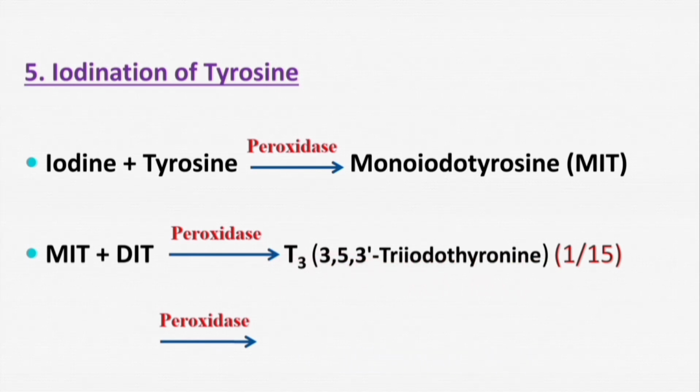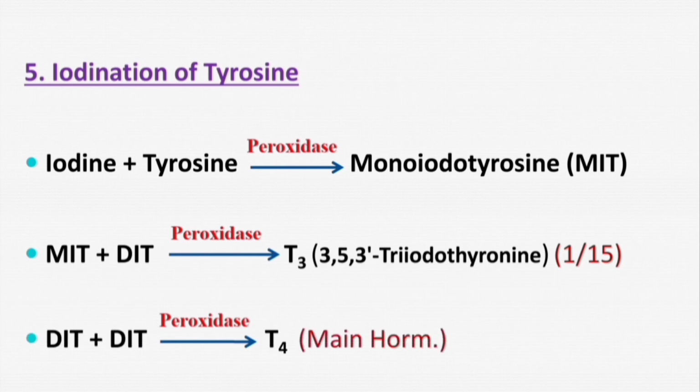Okay. Then one DIT and another DIT combine in the presence of again the same peroxidase and they form T4 or tetraiodothyronine, which is the main hormone.